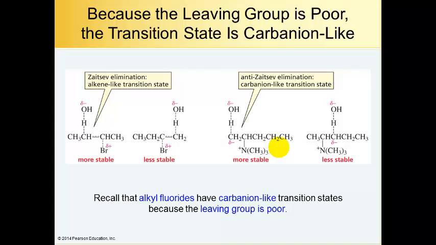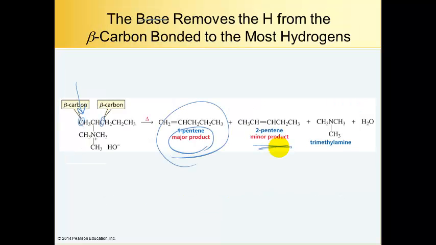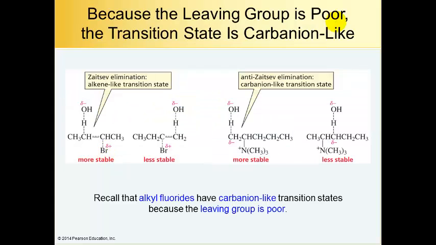And the reason is because the leaving group is poor. Remember I told you amines are not good leaving groups. Quaternary amines are better than amines, but again, not the best leaving group. So because the leaving group is poor, the transition state is more carbanion-like. Recall, alkyl fluorides have carbanion-like transition states because it is a poor leaving group.